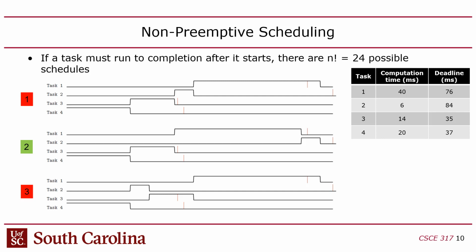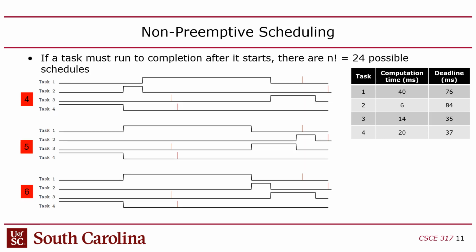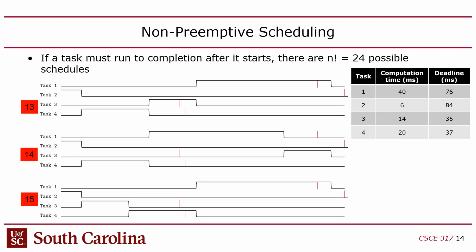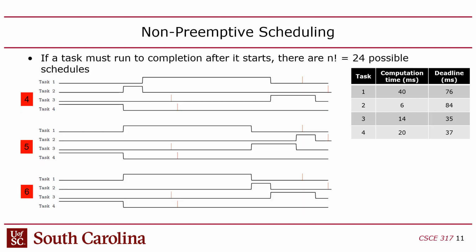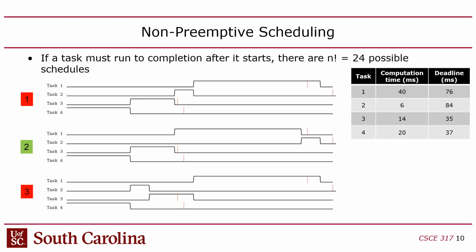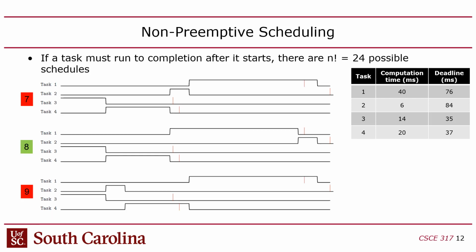The third case, we have task 4, task 2, task 3, task 1. In that case, task 1 misses its deadline, and task 3 misses its deadline, right? So I show the full enumeration here, but you can see that they all fail except for 2. So this one works, task 4, 3, 1, and 2. And the other one that works is task 3, task 4, task 1, task 2.